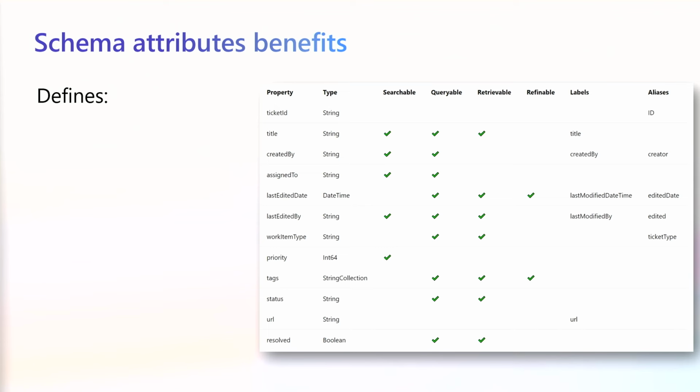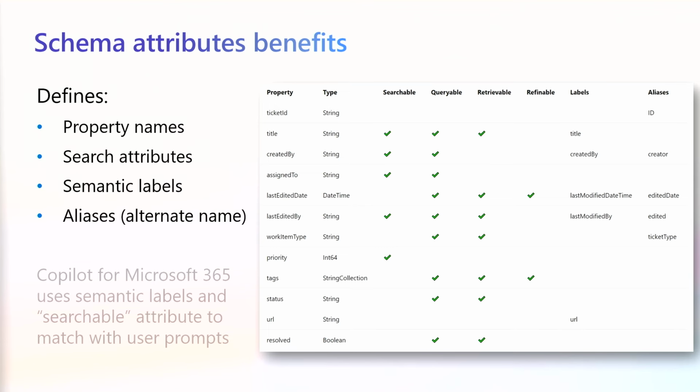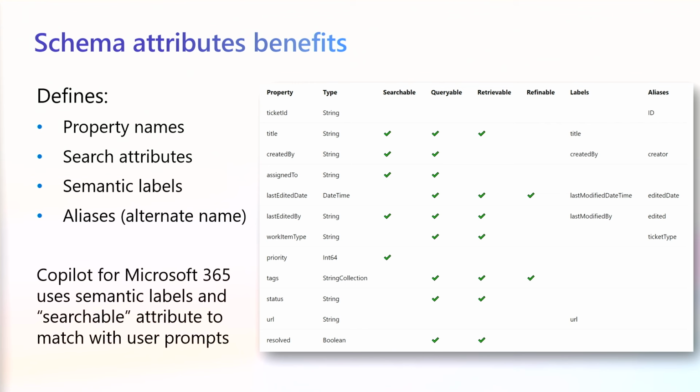Now, as I mentioned about the schema, let's dive a little bit deeper. Let's build the slide out. There are different things that we're going to define inside of that schema. You're going to have your property name, literally the source name for this. Search attributes: is something refinable? Is it queryable? Is it retrievable? A lot of different things for that. We also have these things called semantic labels. These are very, very key when we talk about Copilot for Microsoft 365.